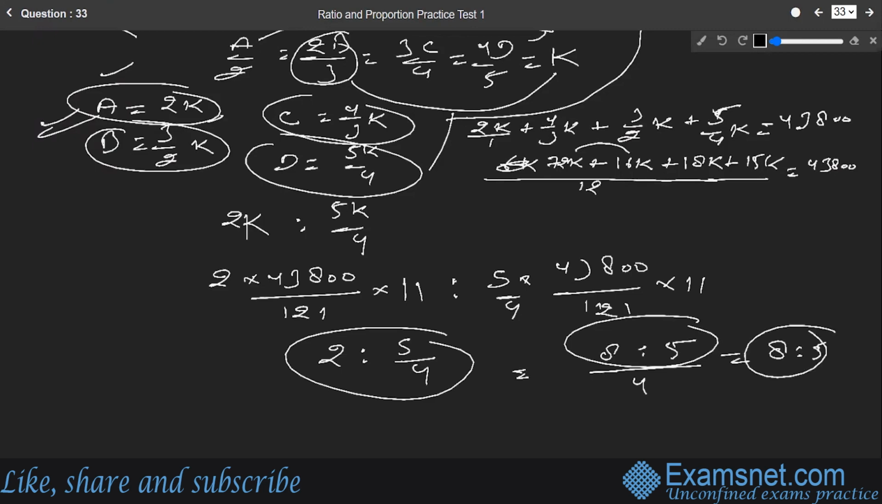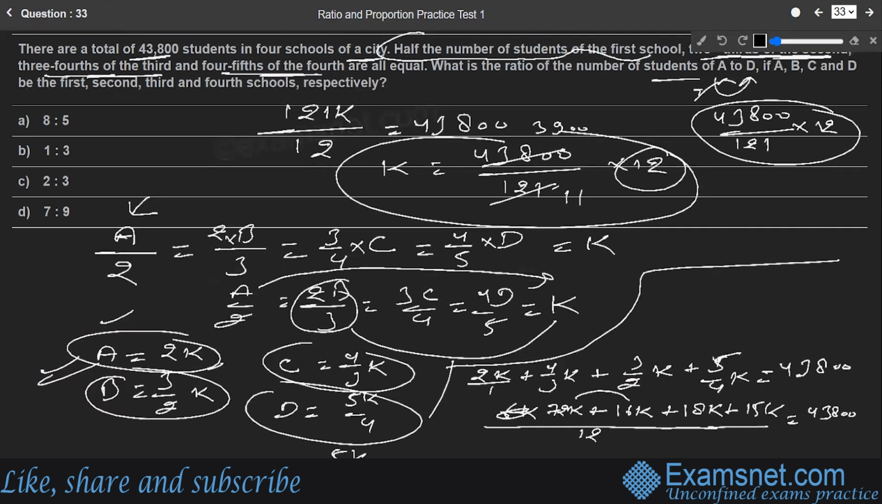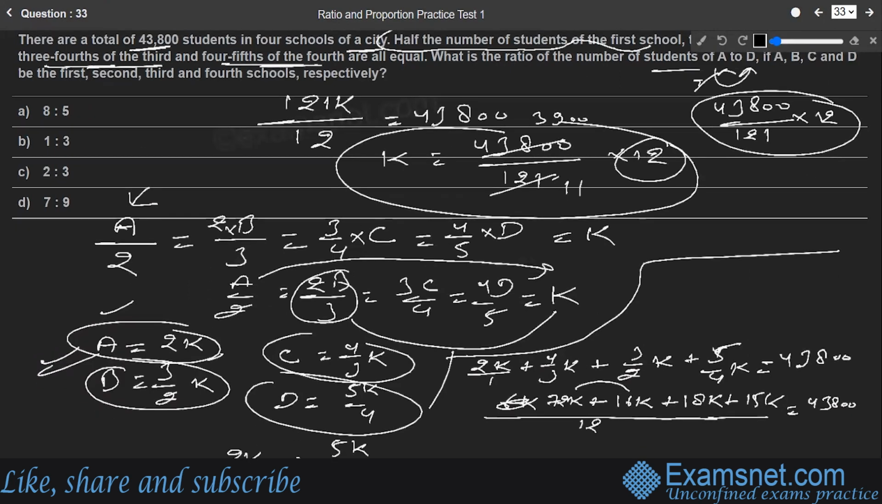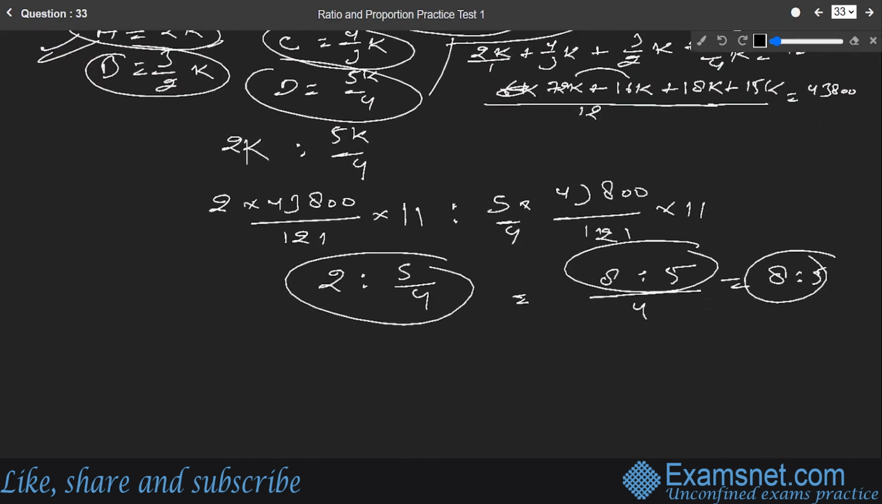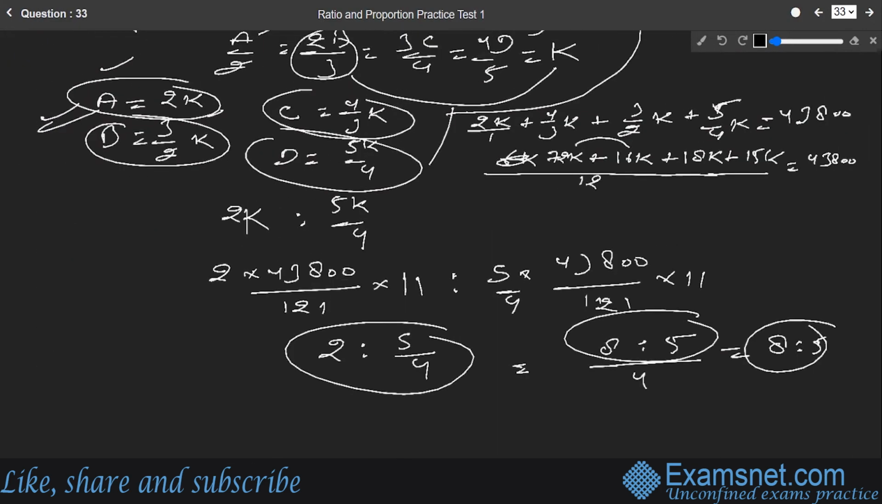The important thing to note here is that we were not supposed to find out the K value. Once we have found every value in terms of K, that would have been the ratio itself. So every value was found out in terms of K, so that would have been the ratio only. So the ratio of all these A, B, C, D would have been 2 is to 4 by 3 is to 3 by 2 is to 5 by 4. And there we could easily pick out A is to D.